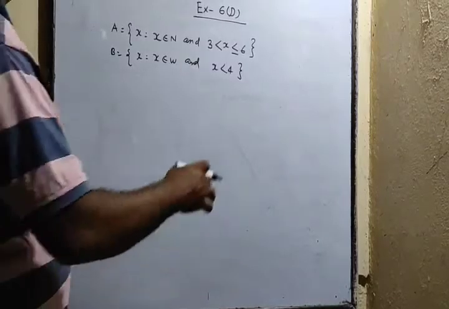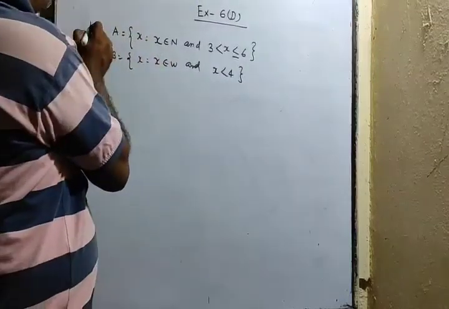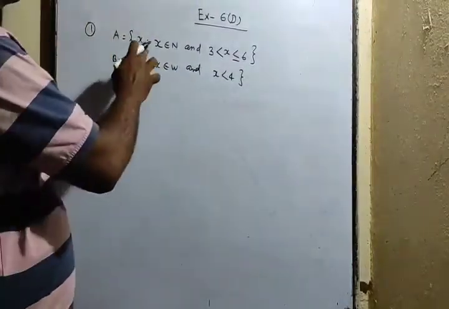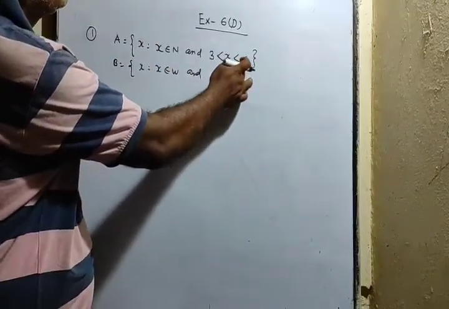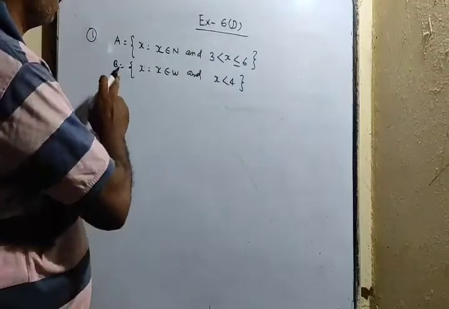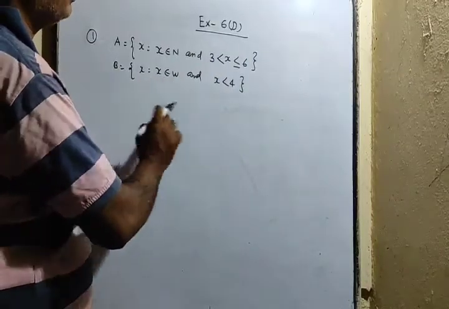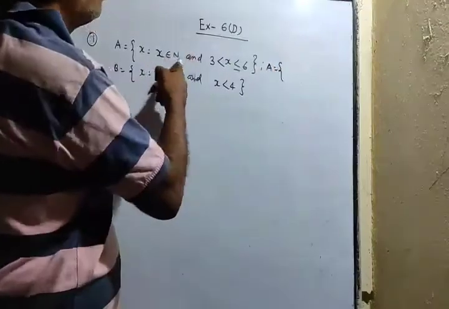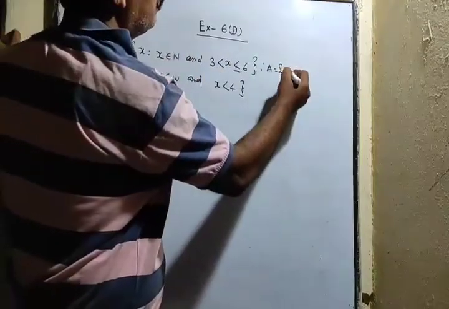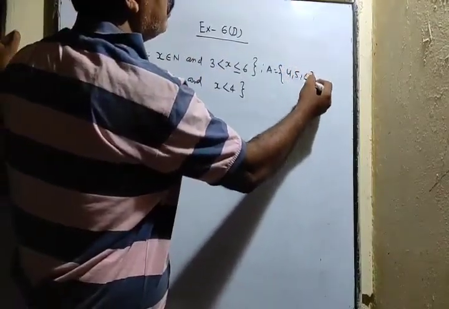So we are at exercise 6D. Question number 1. A is equal to {x : x is a natural number and 3 < x ≤ 6}. B is {x : x is a whole number and x < 4}. So from here we'll find out A. It is a natural number lying between 3 and 6, so 4, 5 and 6.